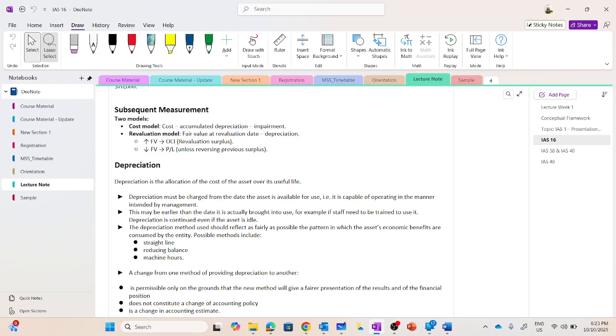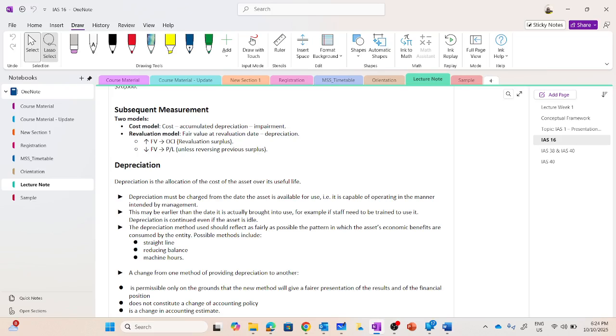Now, if we are going to use the revaluation model, we are going to look at the fair value at the revaluation date less the depreciation. Anyway, we are going to look at this concept in detail separately. So for now, we just need to know that we have two measurement approaches for subsequent measurement. I'm not talking about initial. For the second time, we are going to calculate the cost of the assets. We have two options: either we use the cost model or we use the revaluation model.